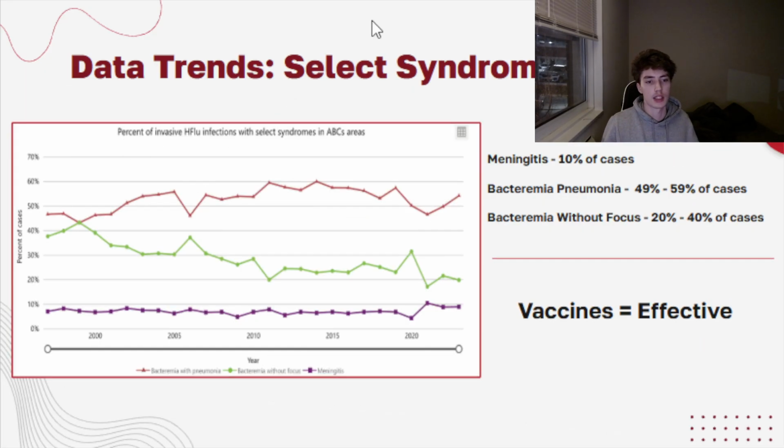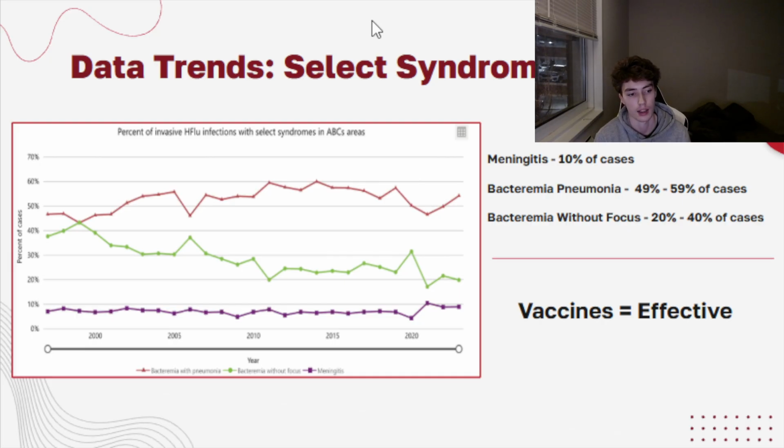All right, next up is select syndromes. This is more so the diseases that it may cause, or the symptoms that it may cause. And something that I definitely want to highlight is the fact that meningitis has sat well below 10%. This is due to the fact that Haemophilus influenzae type B, HIB, has a vaccine. It's a conjugate vaccine, and it's the only strain of Haemophilus influenzae that has a vaccine. Which is why we can see that the percentages of bacteremia with pneumonia and bacteremia without focus, meaning that they don't know where it originated from, are well above 20 to even 40%, even 59%.